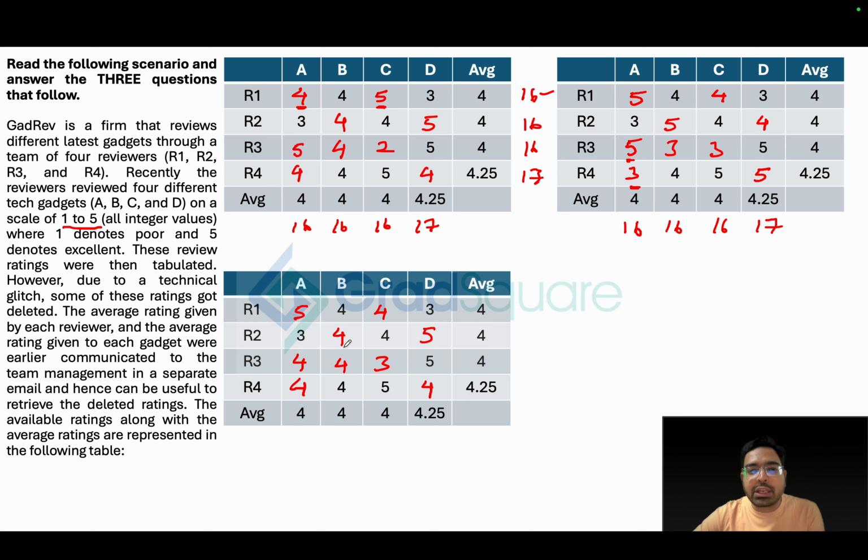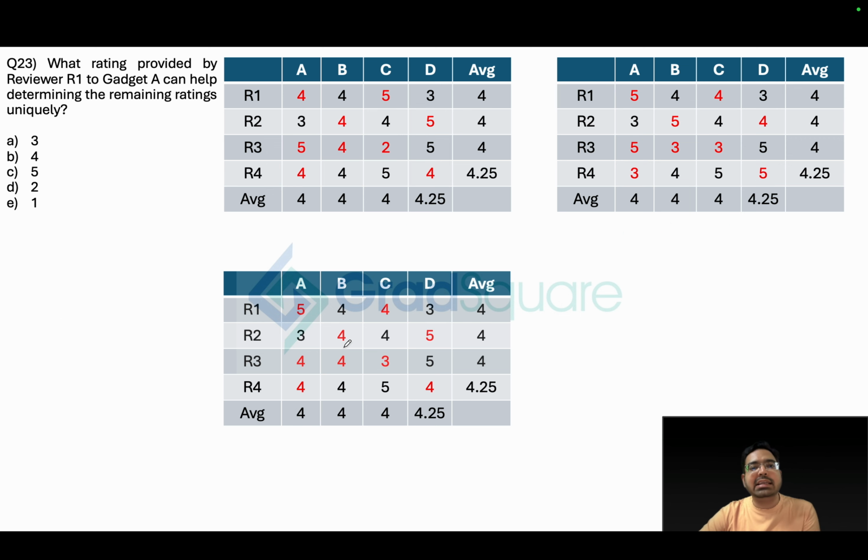Now let's move on and understand what the questions are. I'll let the cases be there. So these are the cases that we had developed. And what does question number 23 say? What rating provided by the reviewer 1 for the gadget A can help determine all the remaining ratings? Now look at this. Reviewer 1 for the gadget A, if it gives a 4, then there is only one possibility. But if it gives a 5, then there are two possibilities. So they are asking you, what rating will ensure that you are uniquely able to determine all the ratings? That rating turns out to be option B, 4.